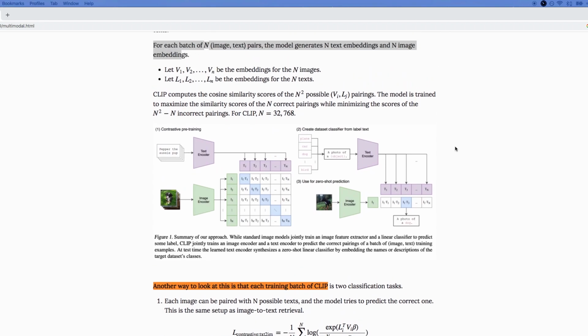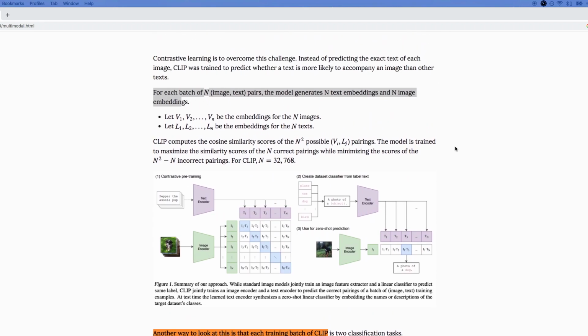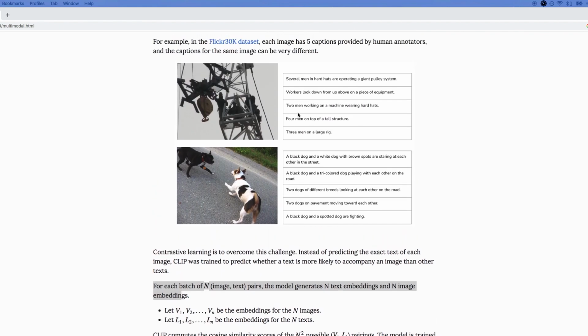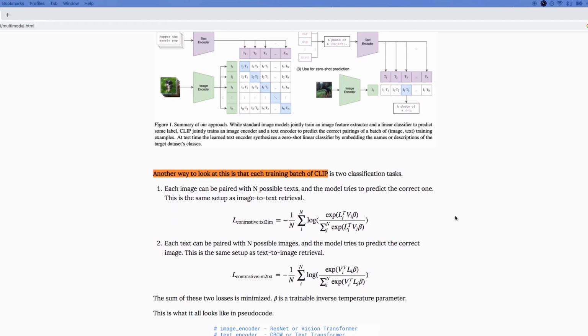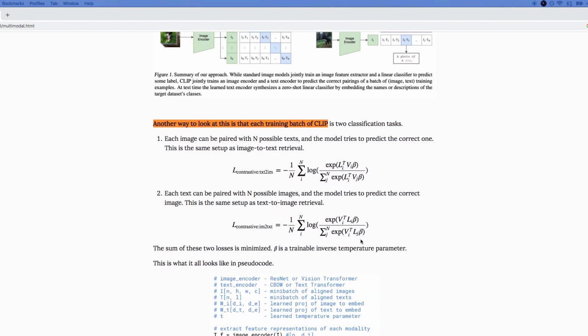So a very interesting point here is that it's not trying to predict the exact caption for an image, because that would be super hard. It's trying to predict how likely a caption maps to an image. So that is a simpler task that we can train the model to do. And I'm assuming that by doing that, the model will learn the relationship between image and text and somehow be able to produce a higher quality caption. So let's continue to read and see if that makes sense.